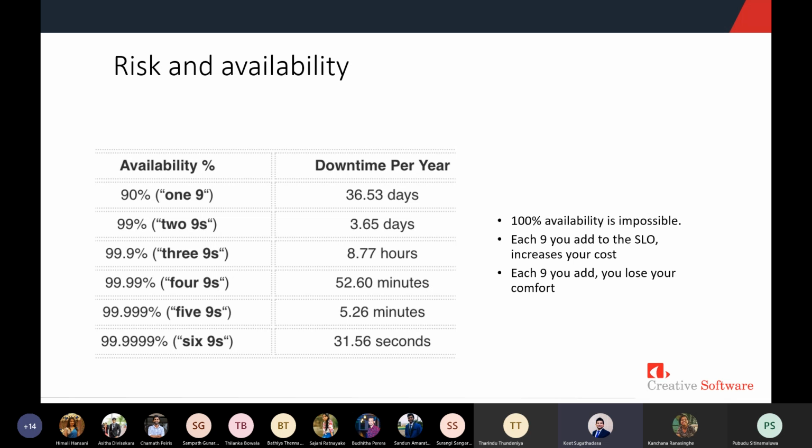That means for a given year, you can only go down for 31.56 seconds. That's going to be very hectic for a team to actually manage and work on these numbers. So that's why it's important to know that whenever you are defining these service level objectives, service level indicators, you need to make sure that there's a compromise between the development work as well as how you satisfy the customers. This is something that SREs are actually maintaining and making sure of.